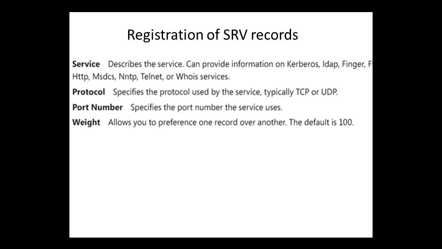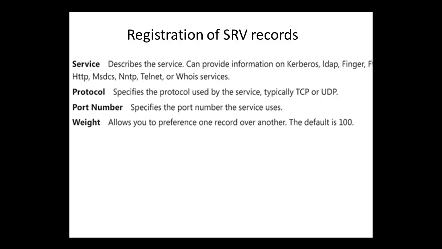The LDAP service record is used to map the name of a service. In this case, we're talking about the LDAP service. So we're going to map the name of that service to the DNS computer name of a server that offers that particular service. Now, in a Windows network, the LDAP resource record is a record that will locate a domain controller.